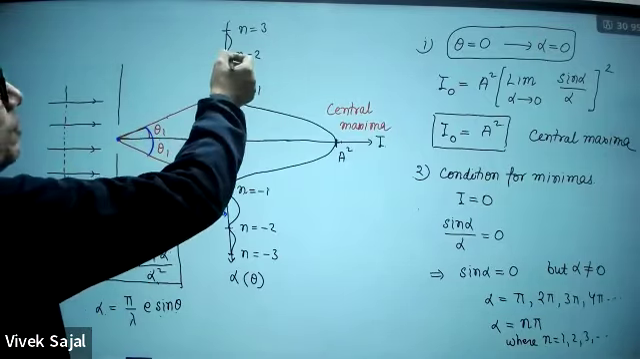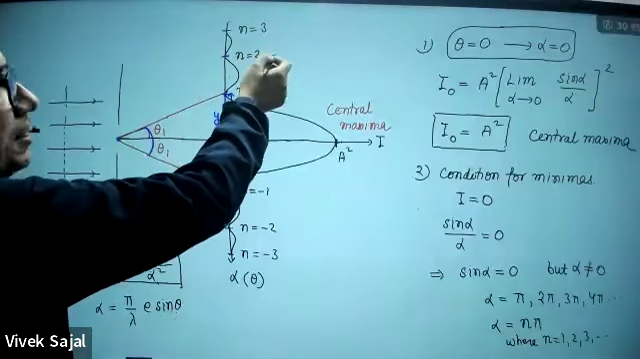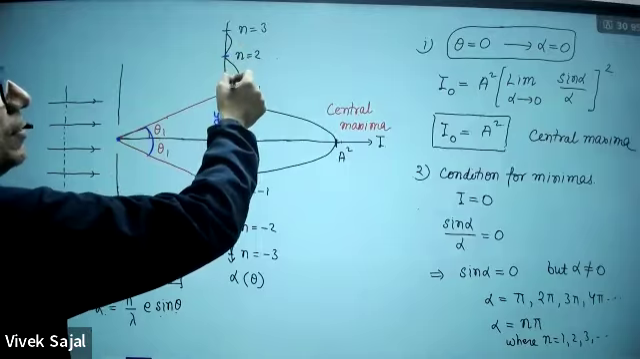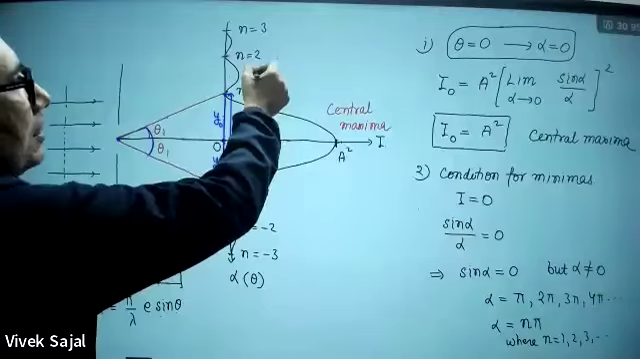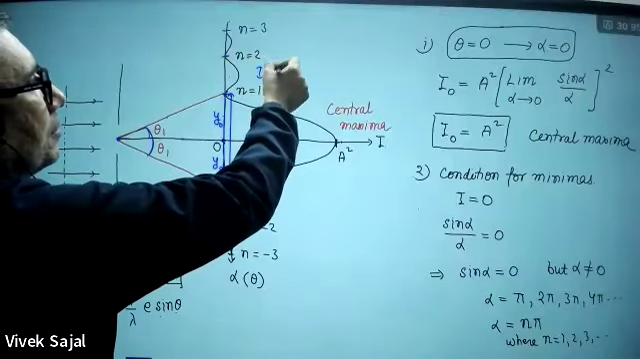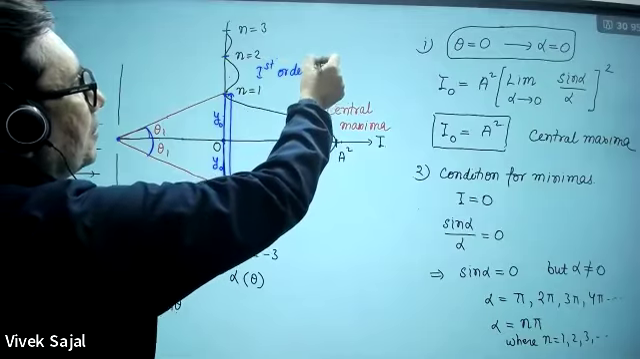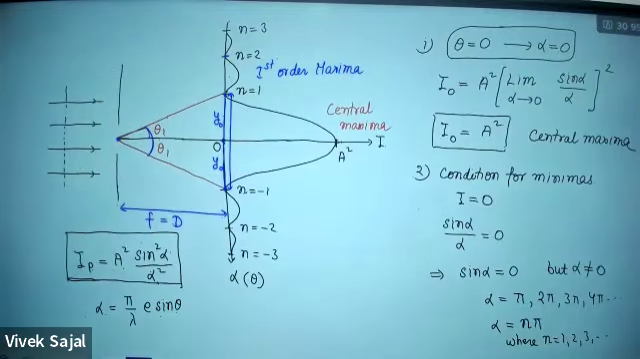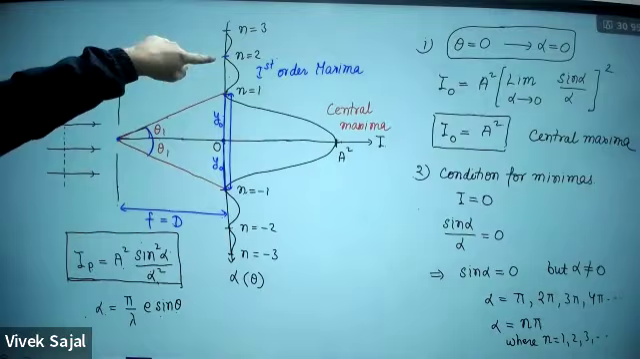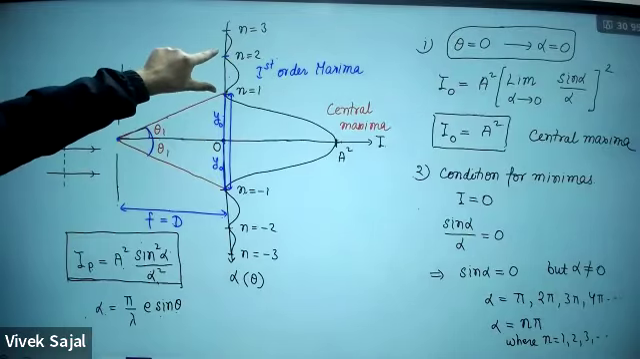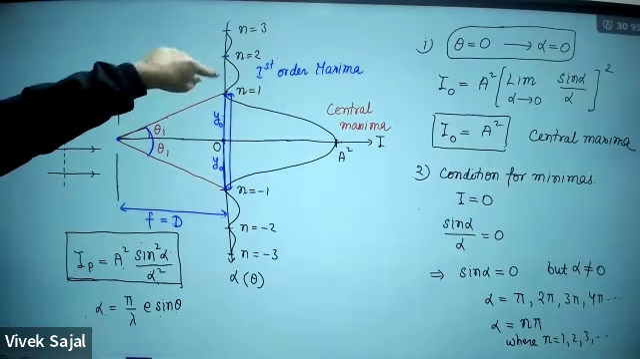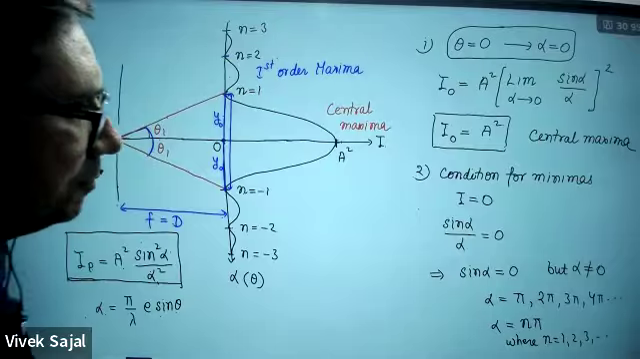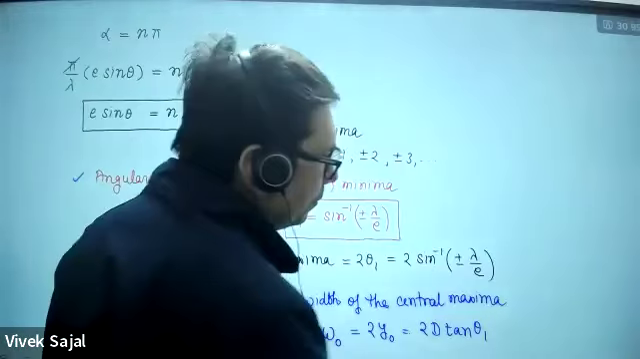Okay. Next, I want to find out the position of this second order minima. And next, I want to find out the angular width of this first order maxima. This is what? This is first order maxima. So now we have two objectives here. From this, you want to find out the angular position of this second order minima, as well as you want to find out the angular width and linear width of this first order maximum. This is our objective.